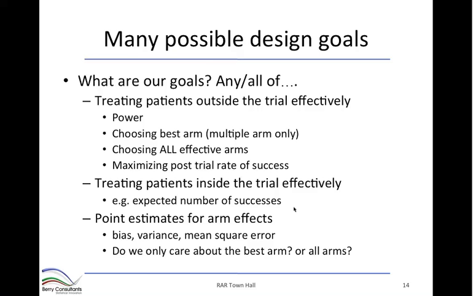Another class of goals is treating the patients inside the trial effectively. I'm going to show dichotomous examples, and the expected number of successes is going to be the metric there. For my point estimates for arm effects, I'm going to be interested in bias, variance, and mean square error. And again, this is related: do I only care about the best arm or do I care about all arms? And those can be conflicting goals. Making a really accurate statement about the best arm could come at the cost that I can tell you less about the 3rd best arm.